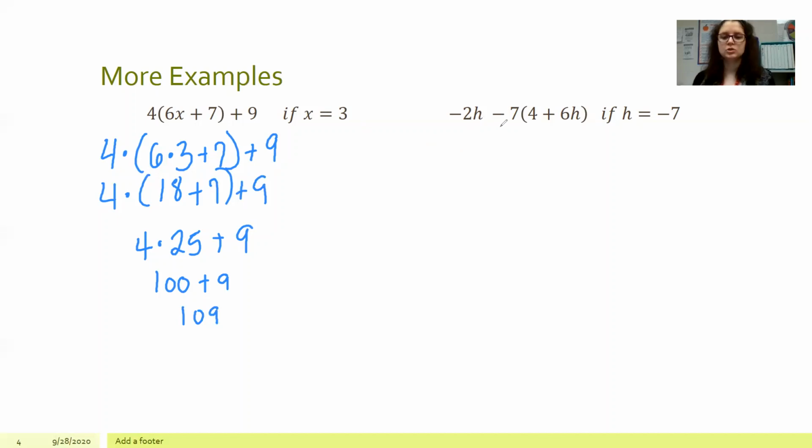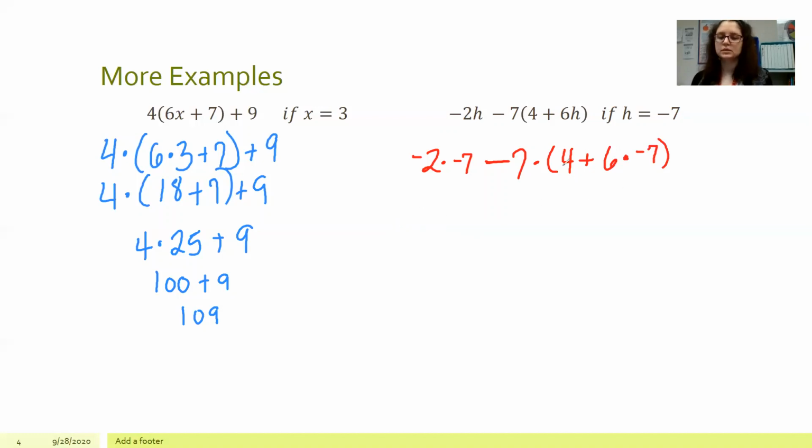Negative 2h minus 7, parentheses, 4 plus 6h. And we're going to solve if h is negative 7. So I'm going to have negative 2 times negative 7 minus, I'm going to make my minus larger so I can tell the difference between a subtract and a negative, 7. I'm going to put my times again. Okay, 4 plus 6 times negative 7.